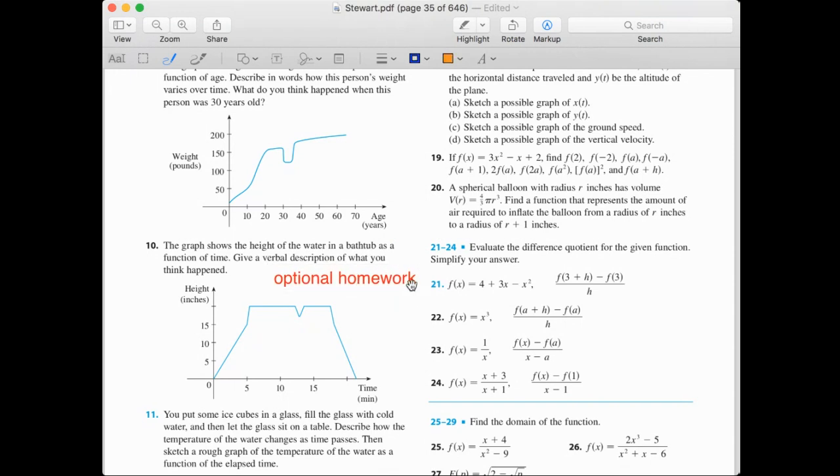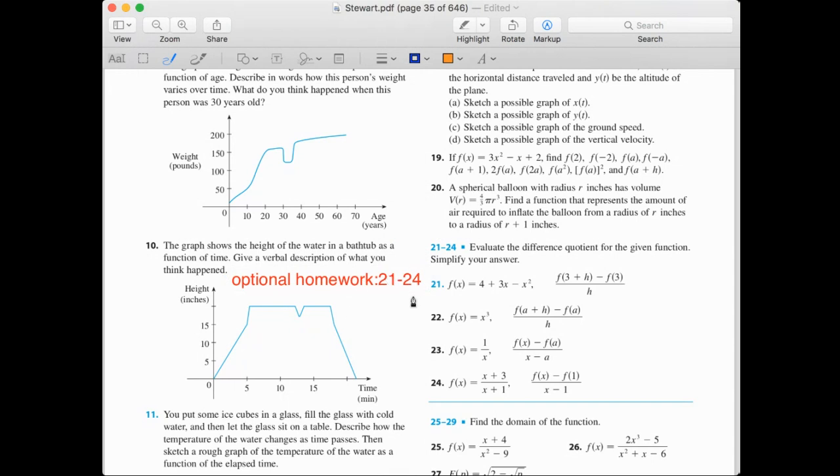Optional homework 21 to 24. How will we submit this homework? Oh, you don't have to submit. This homework is for me, to call people in the class to present. Remember the 10 points is presentation? Yeah. Okay, thank you. You're welcome.